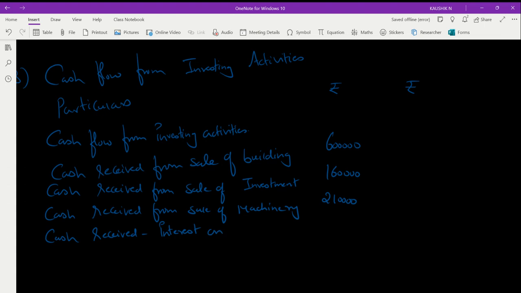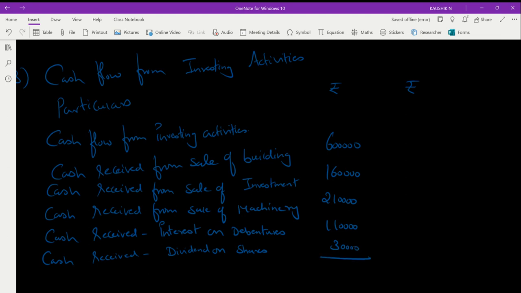You can write it this way also. Okay, interest on debentures. Value is 1 lakh 10,000. And finally, in the receipt is cash received, dividend on shares. Dividend on shares. Value is rupees 30,000.